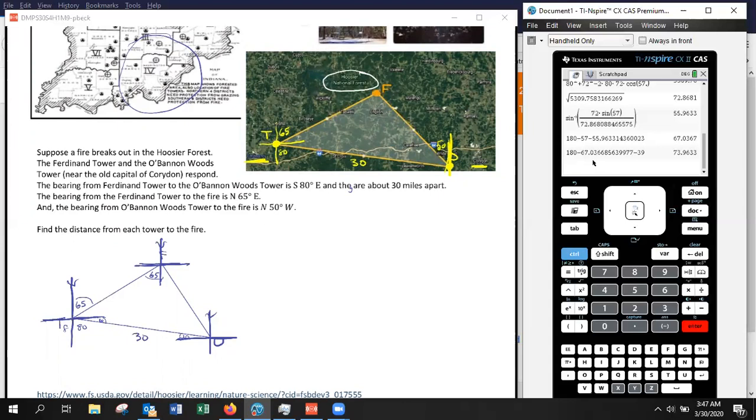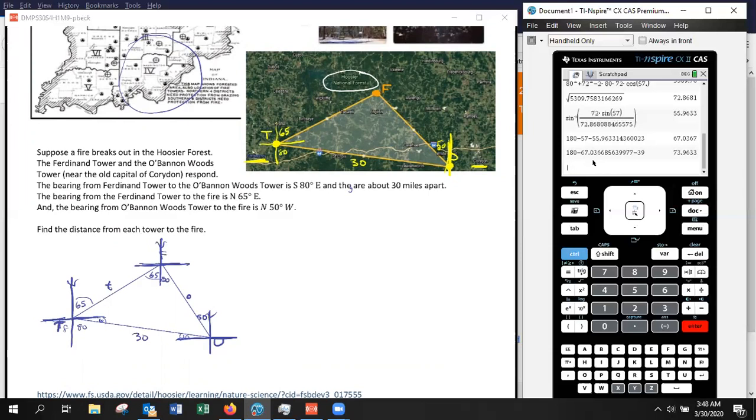I do know one more thing, this is 50 degrees right here, which gives me an alternate interior angle of 50 degrees right here. And so now I believe that's all the pieces that I know, and our goal is to find the distances from each tower to the fire. So our two distances that I want to know, I'm going to call this one T. That T represents the distance to the Ferdinand Tower. And then I'm going to call this side little o, because that's from the O'Bannon Woods Tower to the fire. So with this overall situation, how do I approach it?